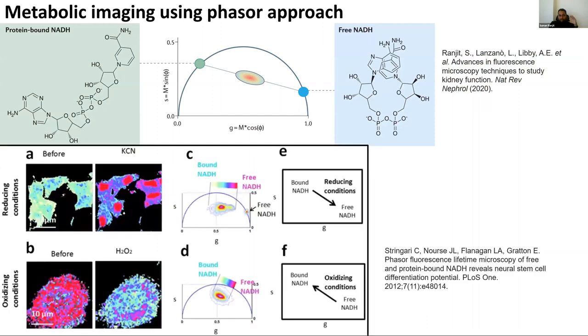So the first work showing this in terms of metabolism in phasor was Kiera's paper, where if you add a reducing condition by potassium cyanide, it would shift towards more free NADH. If you add an oxidizing condition, hydrogen peroxide, it would move towards more bound NADH. And this can be seen from the color map here. She always used free NADH as a more purple color, so you see that sort of behavior.